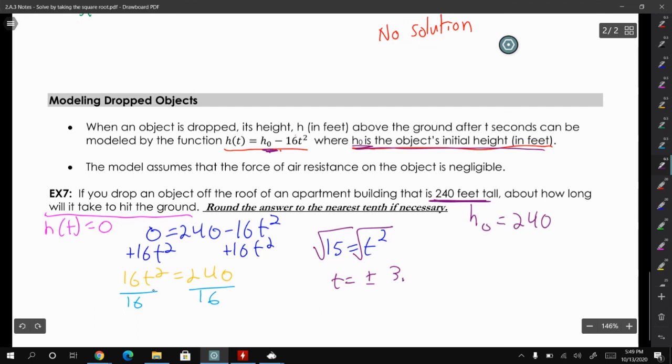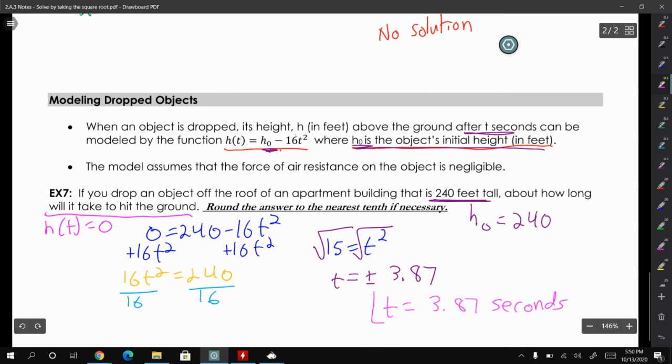Well, you need to think about this problem. What does t represent here? t is representing time. Is it possible to have negative time? Does it make sense to say, oh, this object landed 3.87 seconds ago, in the past? No, that doesn't make sense. So you need to specify that t is only equal to 3.87 seconds.